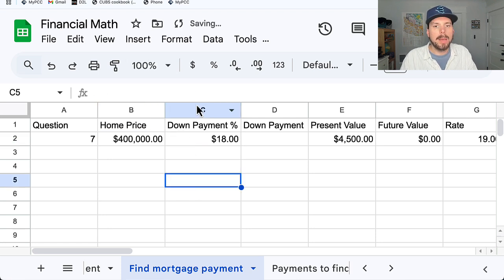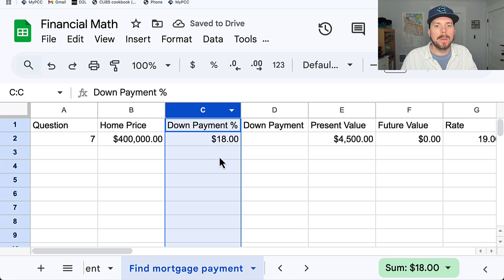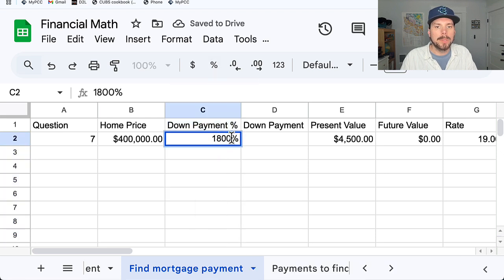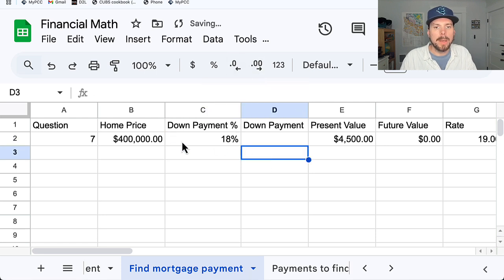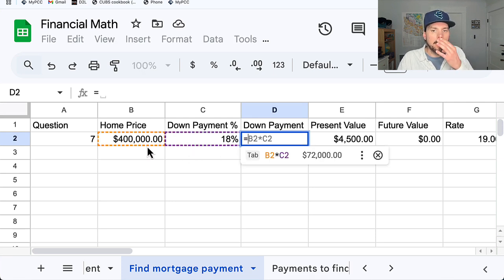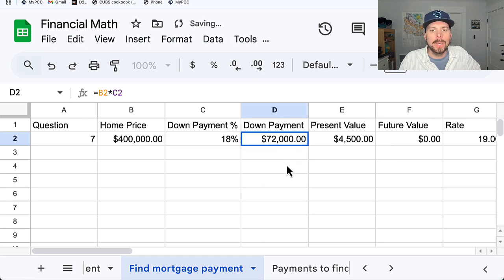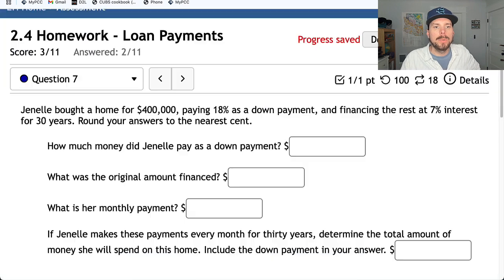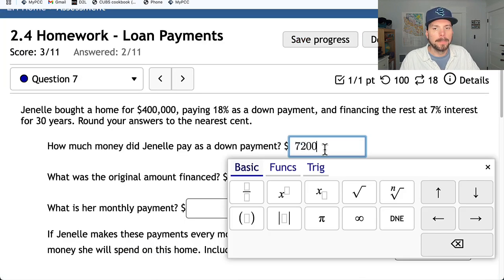And we had to make that percent column into percentages. It's showing dollars right now, so make sure that's formatted correctly. I don't need to see those zeros there. So I have an 18% down payment. The down payment amount is just going to be a product or a multiplication of those two. It gave me that suggestion. That's exactly what I want. You can hit tab or click on it to accept. I've got a $72,000 down payment.